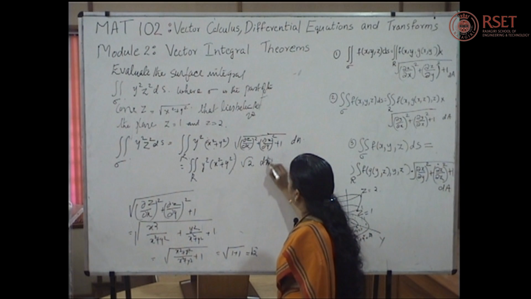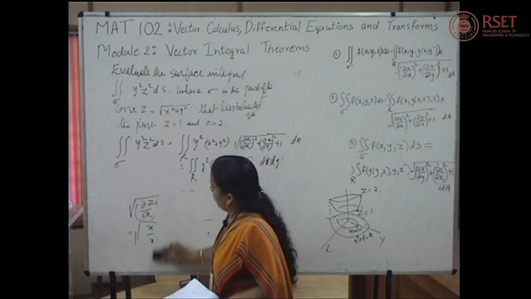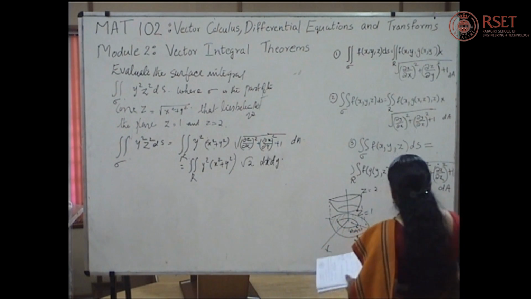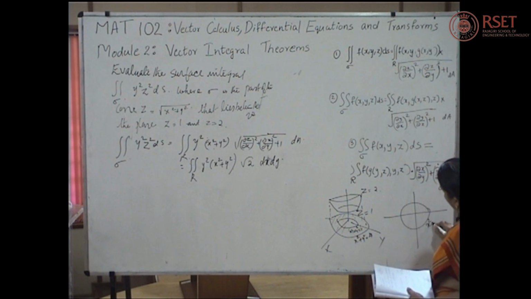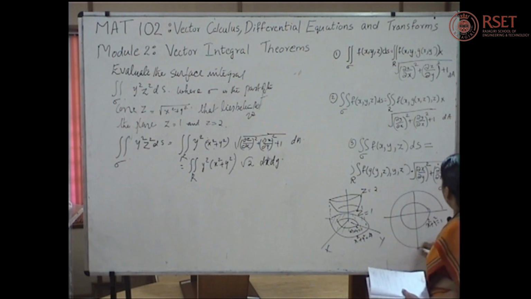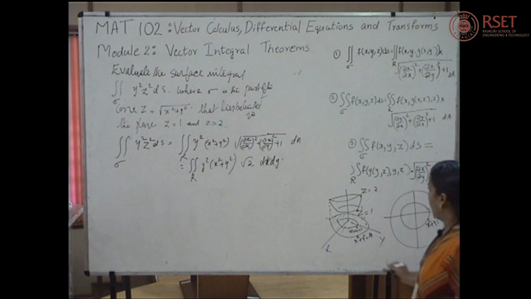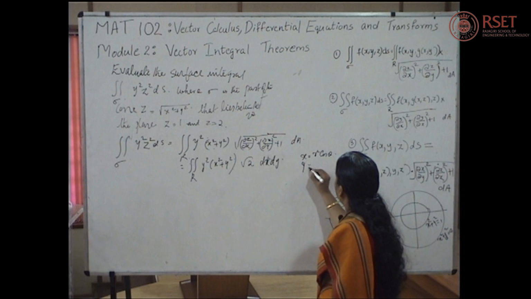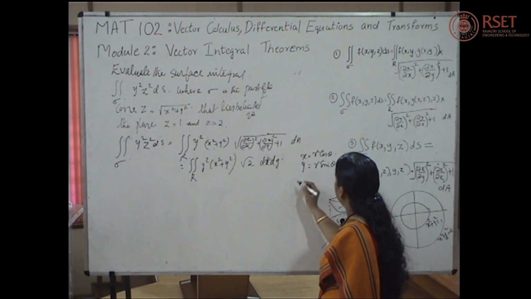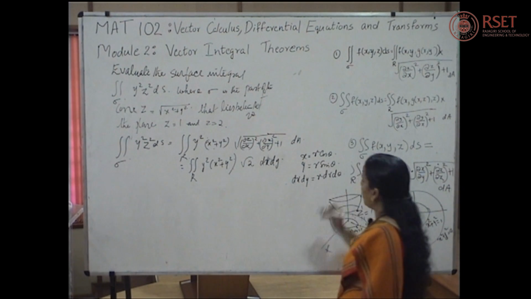dA means dx dy. Now our region of integration in the xy plane is the annular region between the circles x² + y² = 1 and x² + y² = 4. We can convert Cartesian coordinates to polar coordinates by the substitution x = r cos θ, y = r sin θ, so that dx dy is equal to r dr dθ.